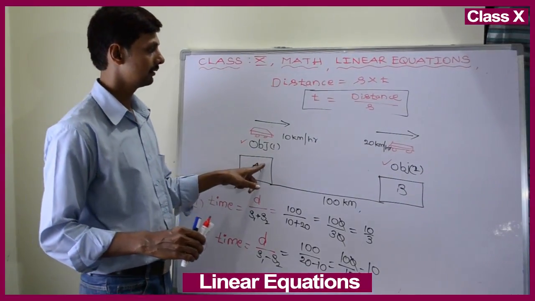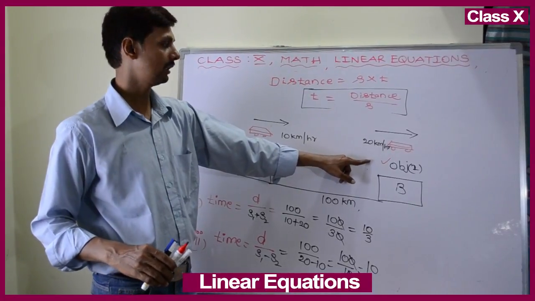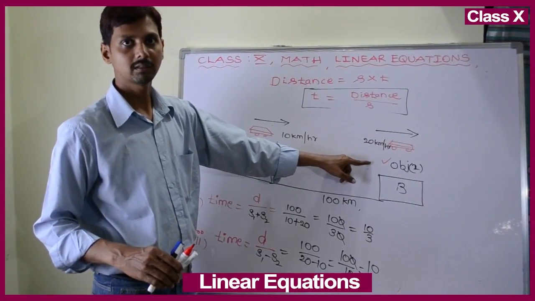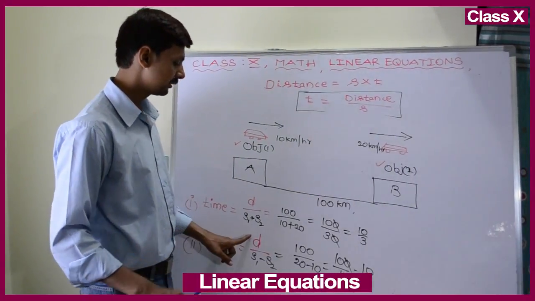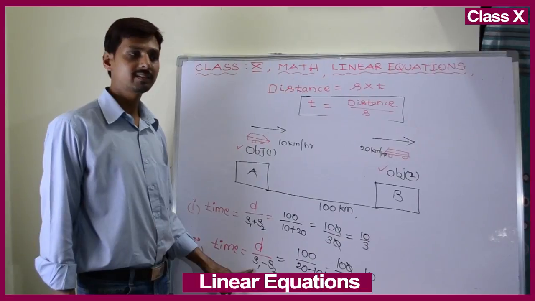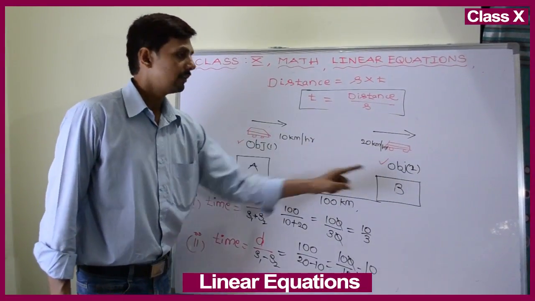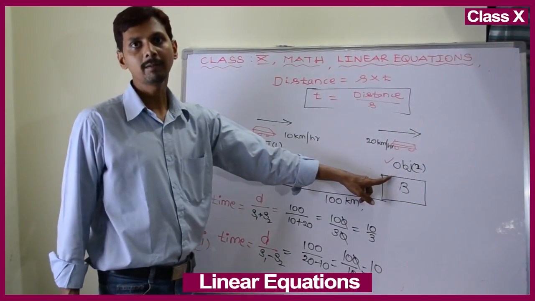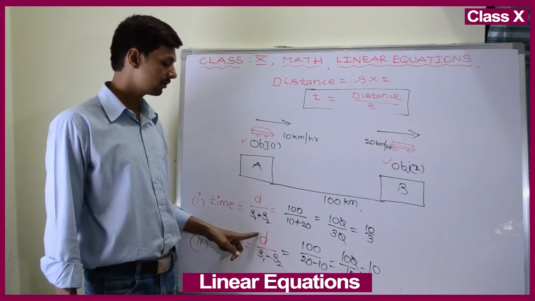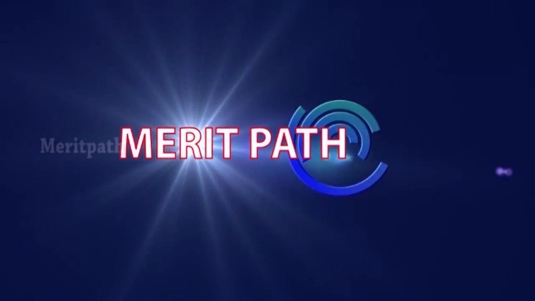After 10 hours these two cars meet each other at the same point. So time is equal to distance by the difference of the speeds. Here they travel in the same direction, starting from point A and point B. The formula is time is equal to distance by the difference of the speeds, S1 minus S2.